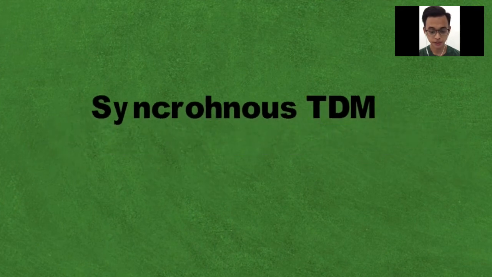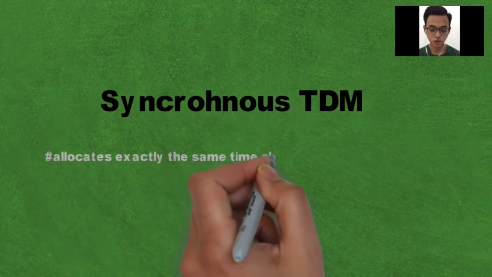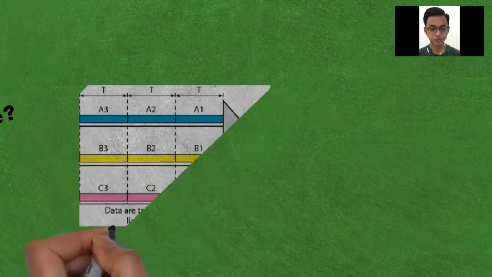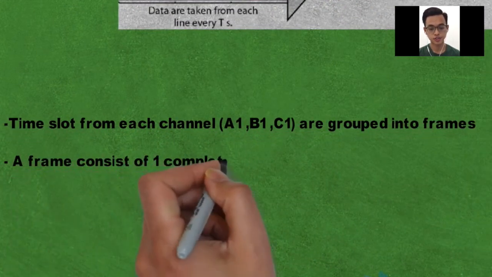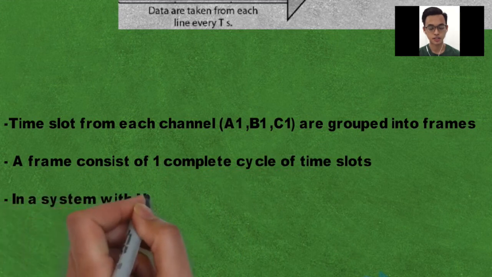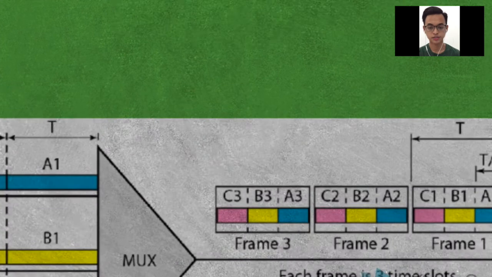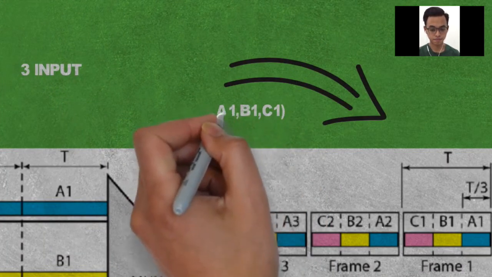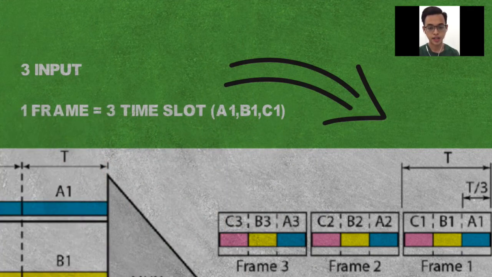Synchronous TDM. In synchronous TDM, it will allocate exactly the same time slot to each device at all times. So, what is a frame? Time slots from each channel are grouped into frames. A frame consists of one complete cycle of time slots. In a system with n input lines, each frame has at least n slots. So there are 3 inputs, C, A, and B. In one frame, there are 3 inputs, like the example below: A1, B1, and C1.